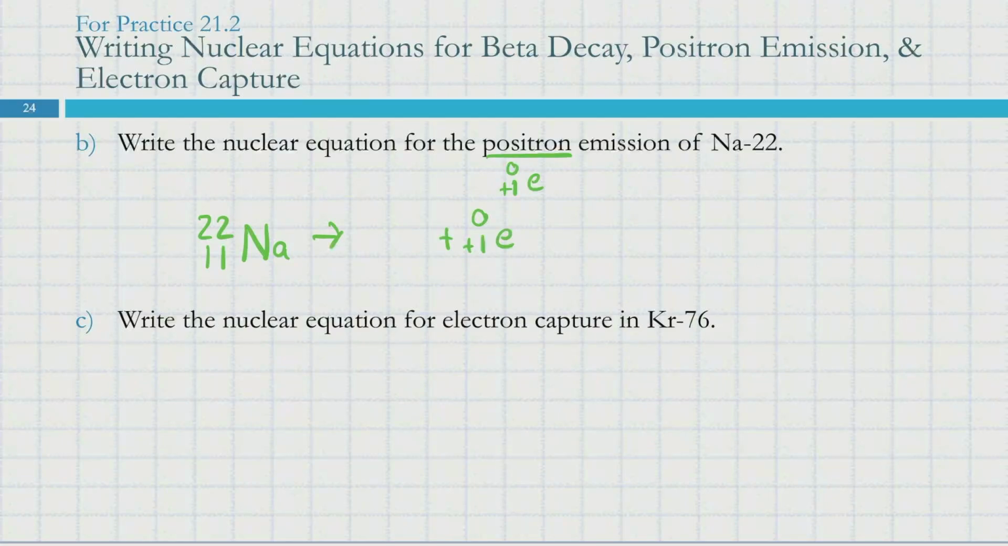The top number doesn't change, so that's easy. And then the bottom number, 11 equals some number plus 1. That number, of course, is 10. And so this would be neon-22.